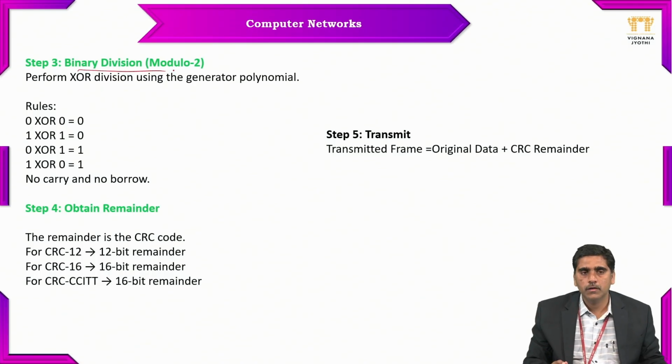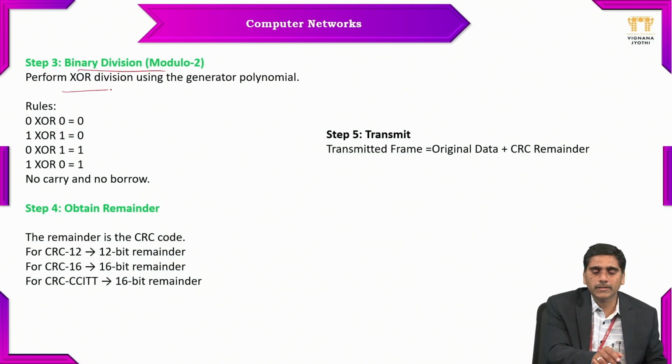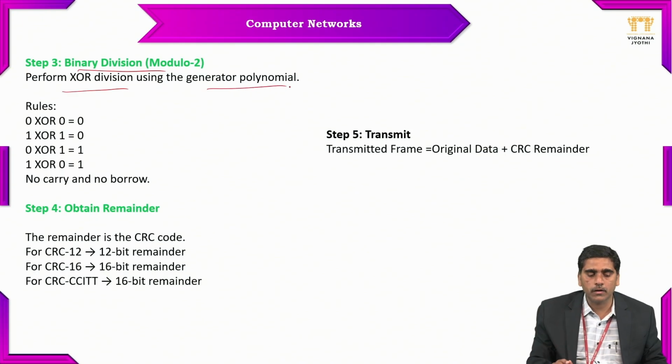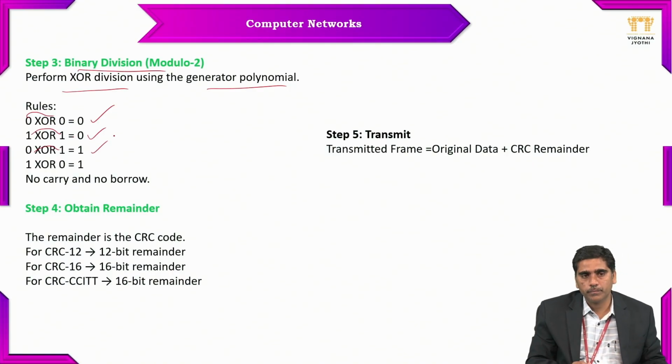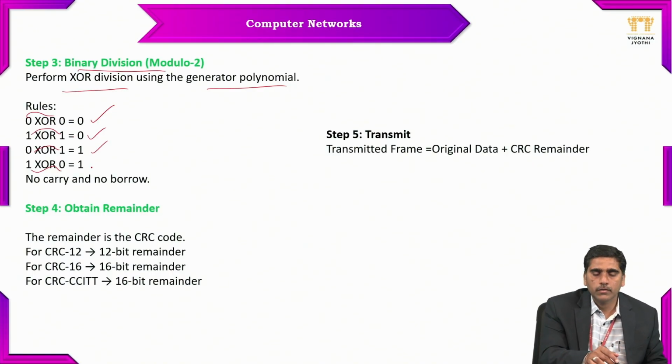Perform the binary division, that is, perform XOR division using the generator polynomial. When you are performing these division operations, the following rules apply. 0 XOR 0 gives 0. 1 XOR 1 gives 0. 0 XOR 1 gives 1. 1 XOR 0 gives 1. So when 0 and 0 are XORed, the result is 0, and when 1 and 1 are XORed, the result is also 0.